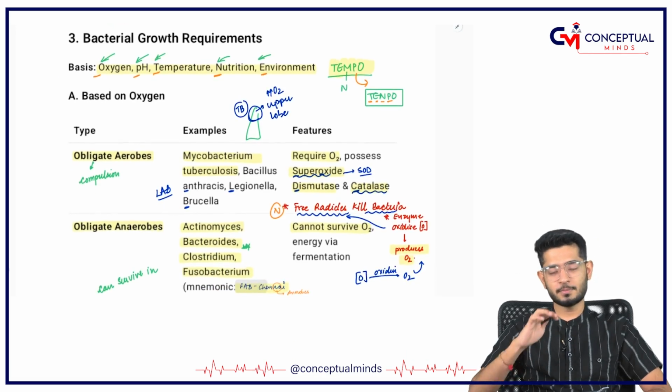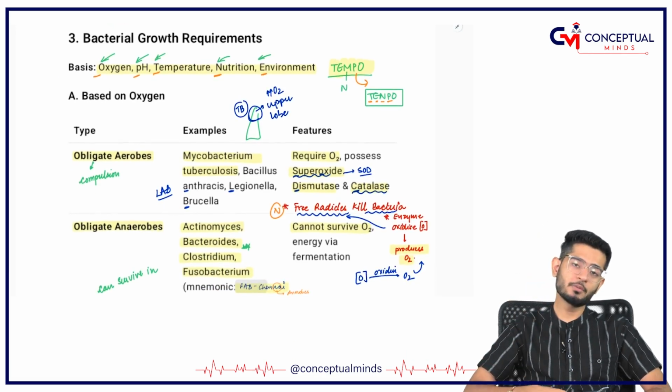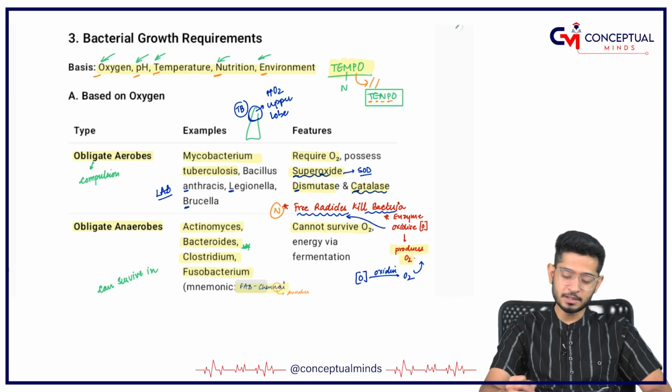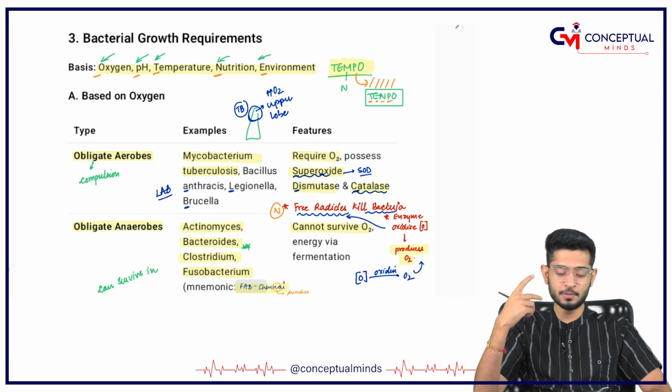What are the growth requirements of bacteria? The growth requirements are oxygen, pH, temperature, nutrition, environment. You can remember with the help of a mnemonic, TEMPO. T for temperature, E for environment, M for nutrition, P for pH, O for oxygen.